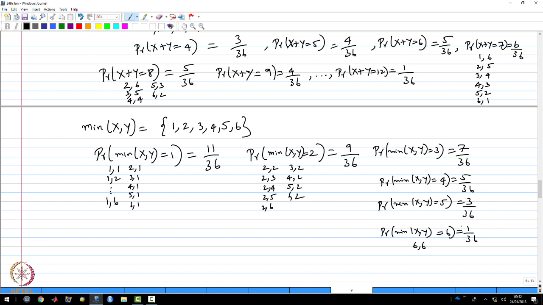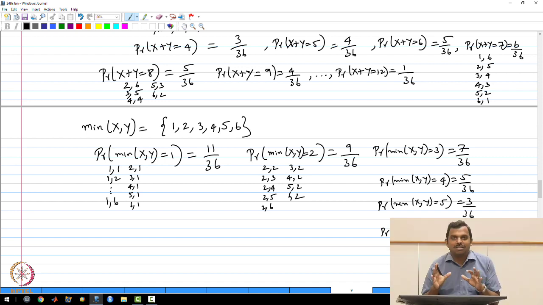You can see I'm actually using only the table method. It's just that I'm enumerating whenever required in some smart way, quickly observing some patterns and going about doing it. So when you have functions of random variables, this is what you do.